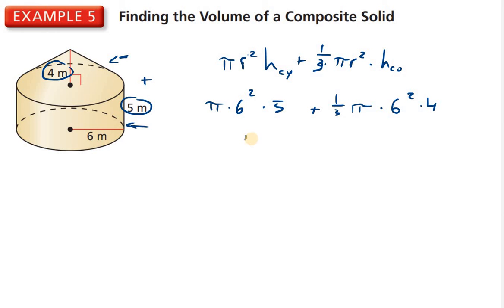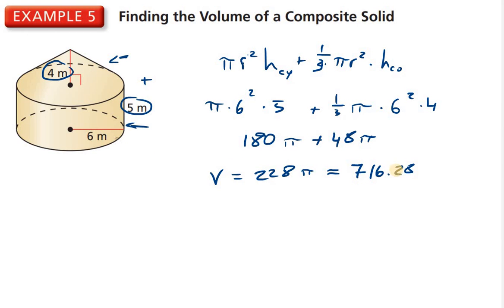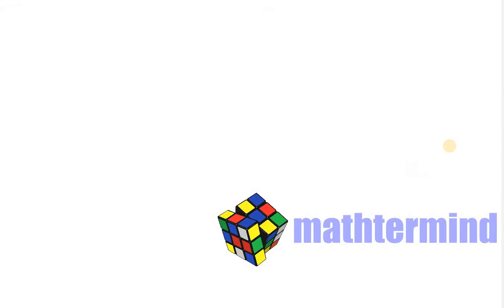Okay, this comes out to be 180 pi plus 48 pi, and that gives us a volume of 228 pi, or you can type that in and get approximately 716.28, and that is in meters cubed.